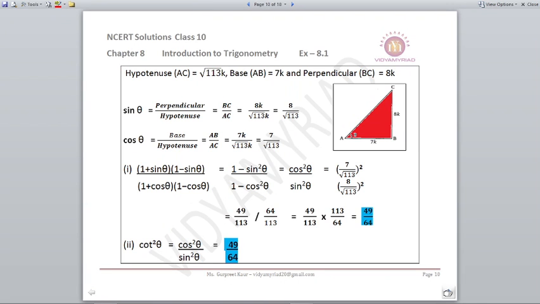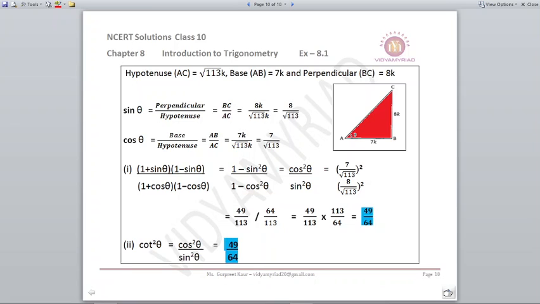Now using this we need to find out sin theta, cos theta and cot also. So sin theta, we are taking theta at A, and that becomes perpendicular upon hypotenuse. Your perpendicular is BC, that is 8k, upon AC, that is root 113k. So your answer is 8 upon root 113. That is the value for sin theta. Same way we will find cos theta. Cos theta is base upon hypotenuse. It comes out to be 7 upon root 113.